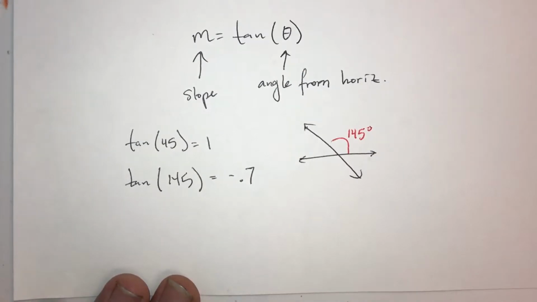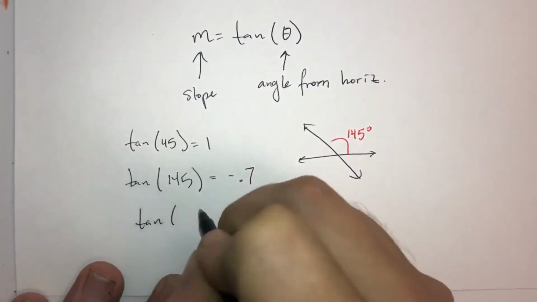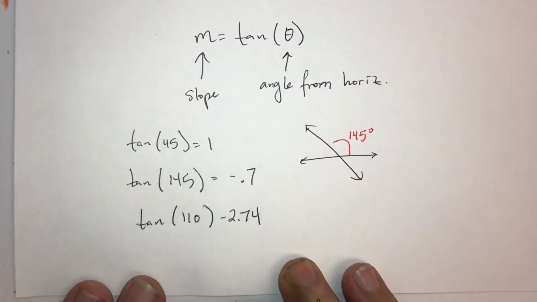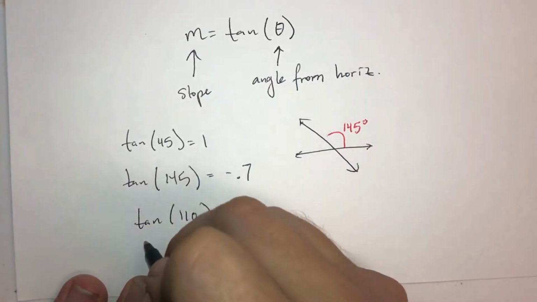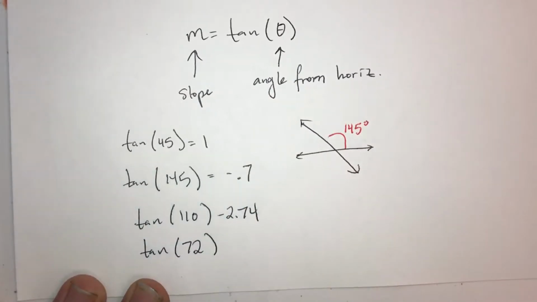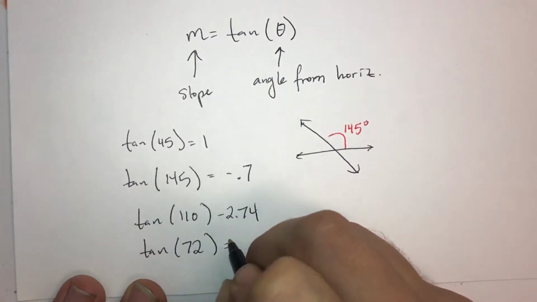The next one is tangent of 110. That is negative 2.74. Tangent of 72 is about 3.078.